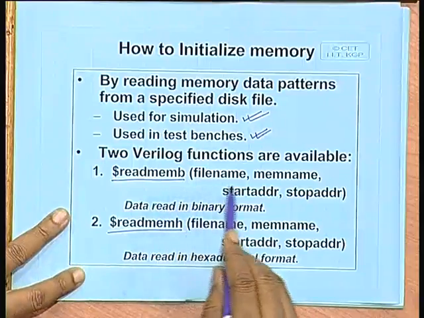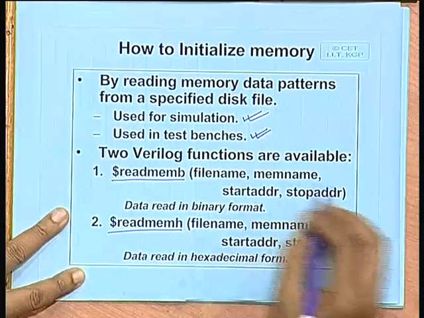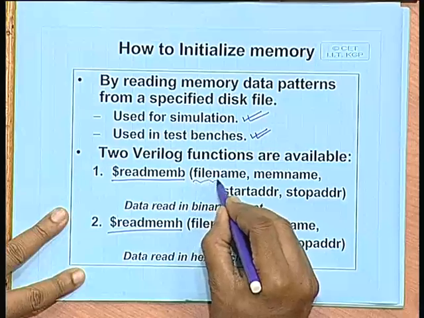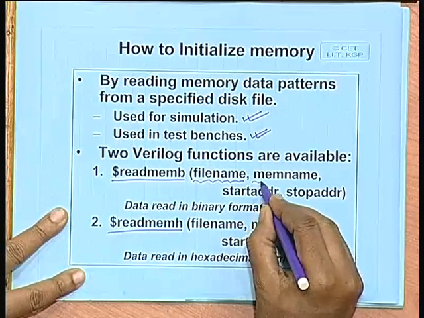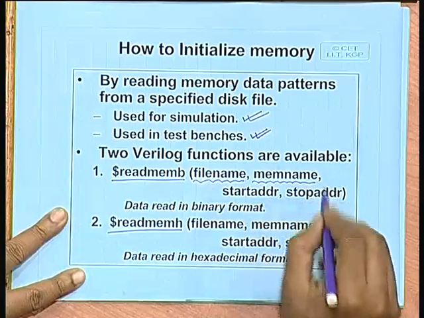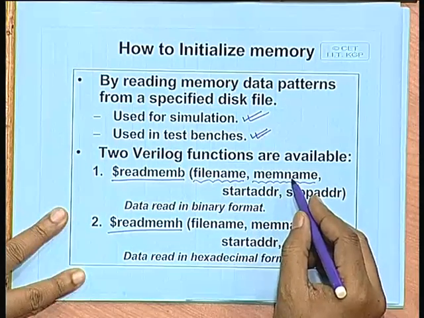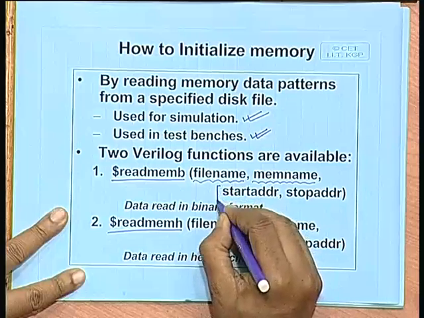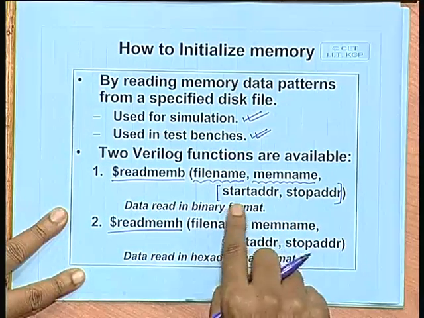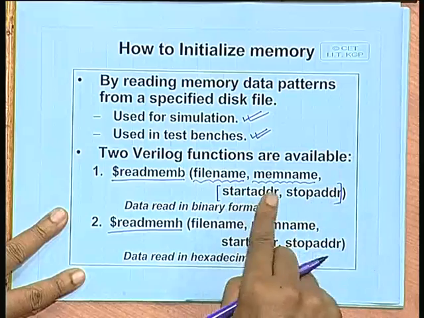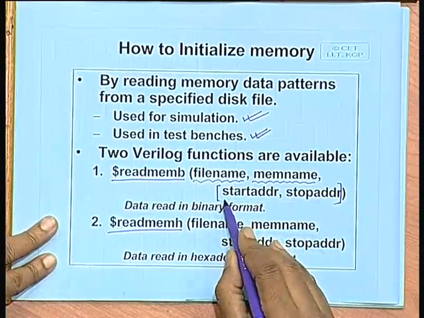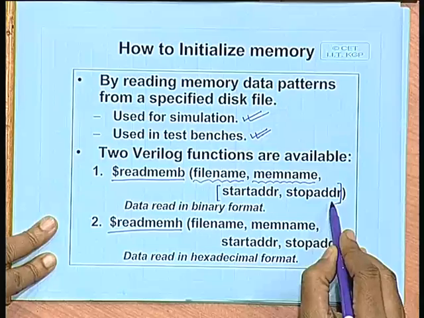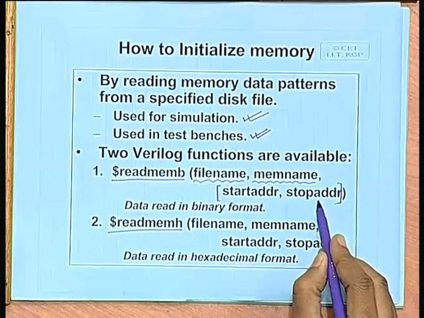Now, the parameters are very similar. The first parameter specifies the name of the file from where the data has to be read. The second parameter names the register or the two dimensional array that you have defined in your Verilog program. The last two parameters are optional. Well, if you do not specify them, then the entire memory that you have defined will be populated by reading the data values. But you have an alternative, you can specify the start address and the stop address of the memory, and you can load only that part of the memory.